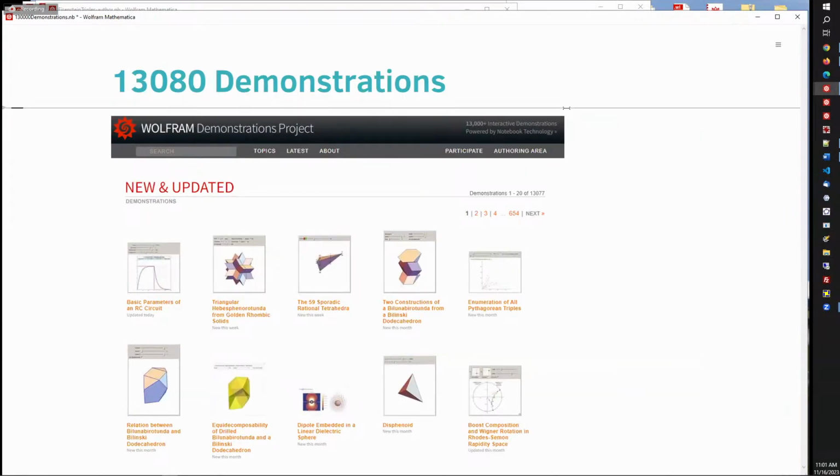Here's the demonstration site, demonstrations.wolfram.com. And currently we're at 13,080 demonstrations. So you can go to the site and take a look at any of them. And if there's any particular demonstration that people would like to see, go ahead and post that into chat. And perhaps at the end of what I've got prepared, we can go to some of the demonstrations people have suggested.